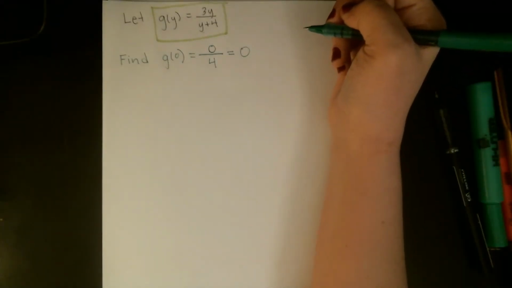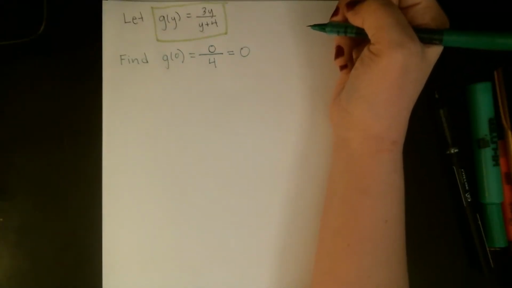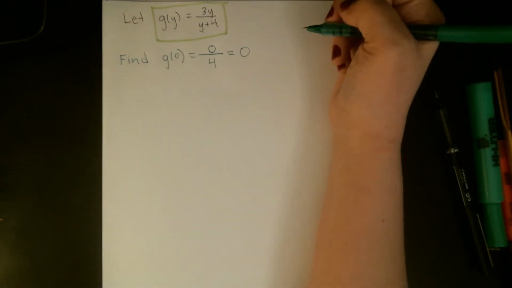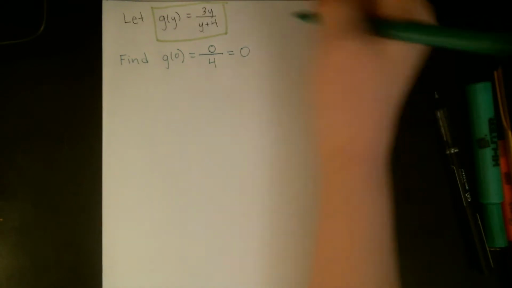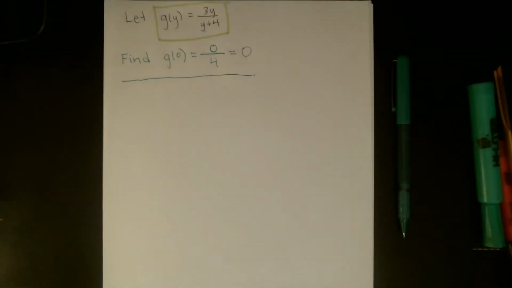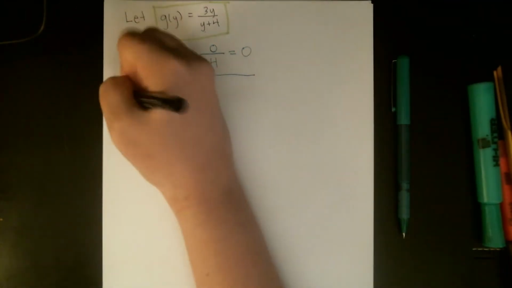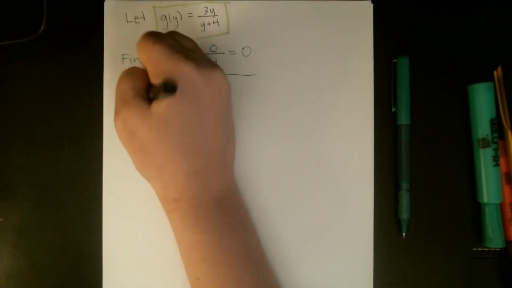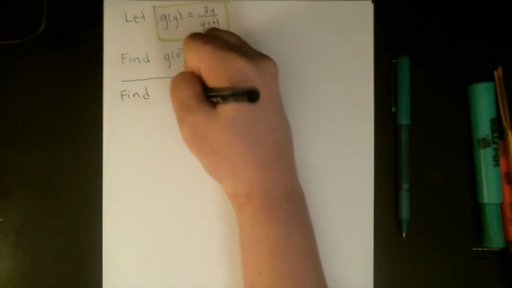Remember, if you have 0 in the bottom of your fraction, the fraction is undefined. We can't divide something into 0 groups, but if you have 0 in the top of your fraction, you get 0. Okay, let's try a little bit messier one. Let's find g of 1/2.